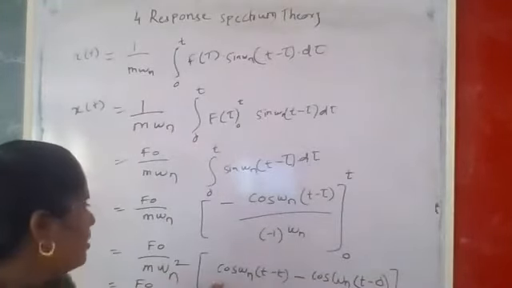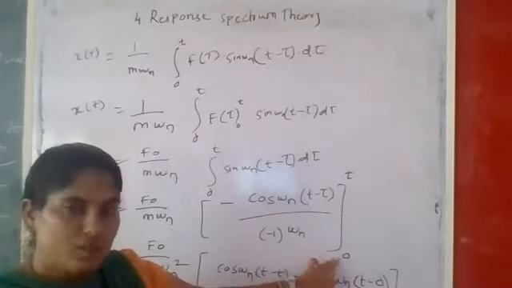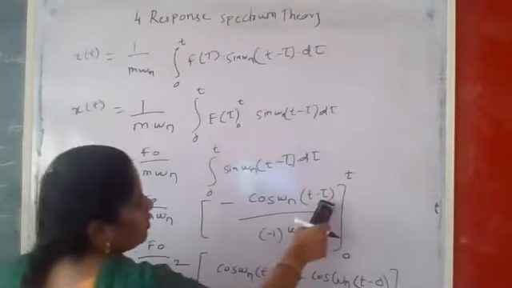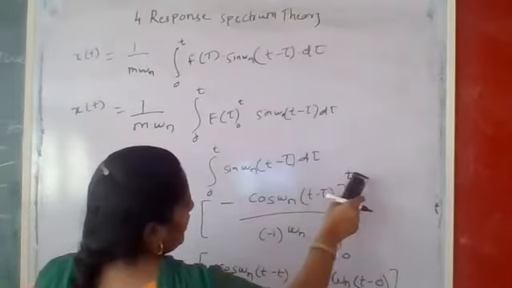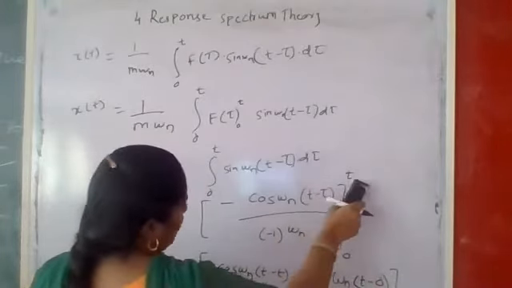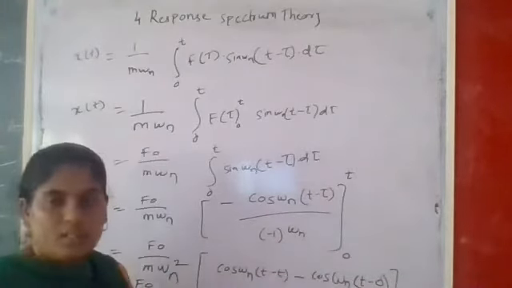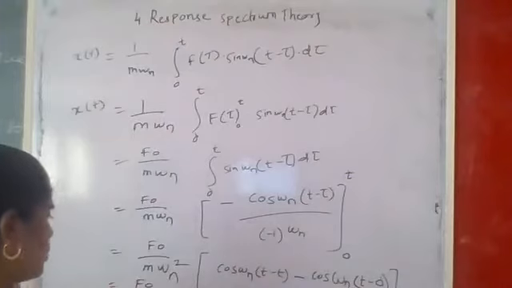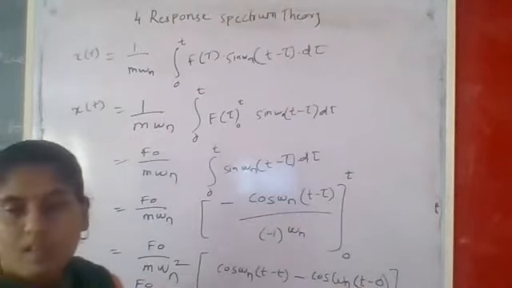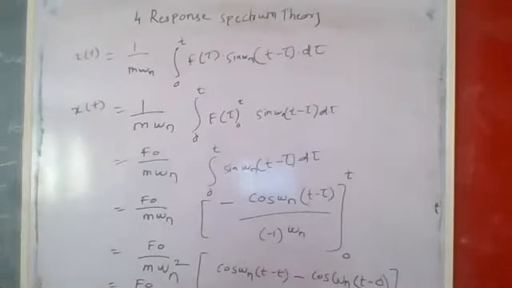So by putting in the boundary conditions, what are the boundary conditions? They are the limits of this integration, from 0 to time period t. So we have to put tau is equal to the upper limit t, and second, tau is equal to 0. By putting these limits, we get the solution directly: x is equal to f naught upon m omega n square into the bracket 1 minus cos of omega n t. Okay, so all of you write this down.